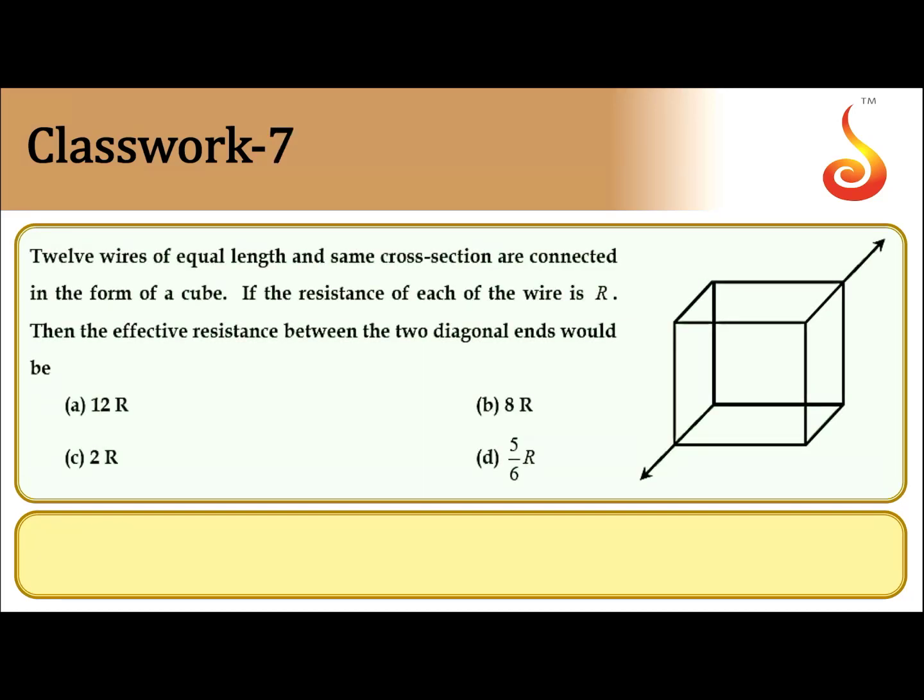12 wires of equal length and same cross section are connected to form a cube. If the resistance of each of the wire is R, then the effective resistance between two diagonal ends would be. One of the standard questions which is asked quite frequently in the competitive examination. So we can show the construction like this.